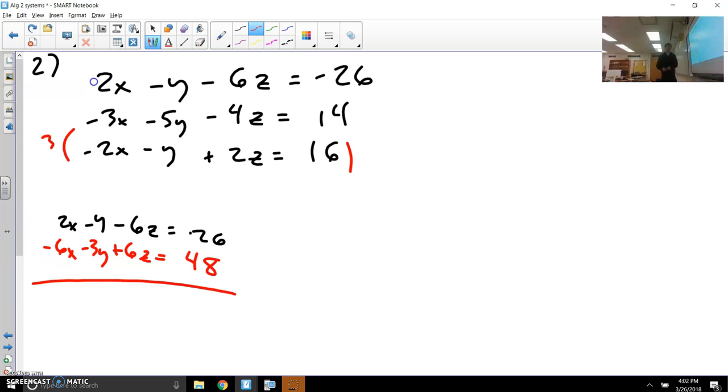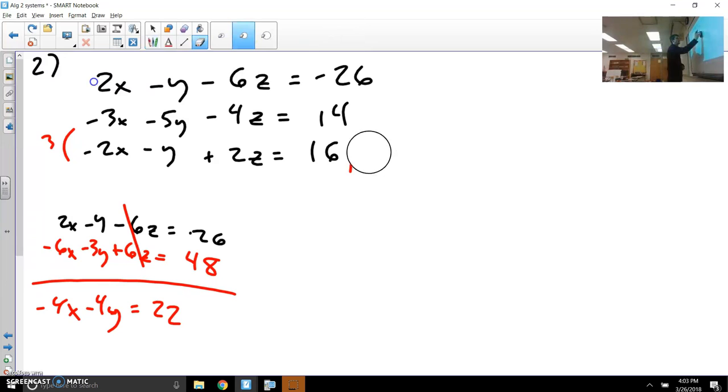So again, the whole point of this is to end up with x, y, and a constant on the back. So 48 minus 26, I think that's 22. All right, so now I'm going to do that same thing, except I don't want to combine the same two equations. You want to combine different equations.